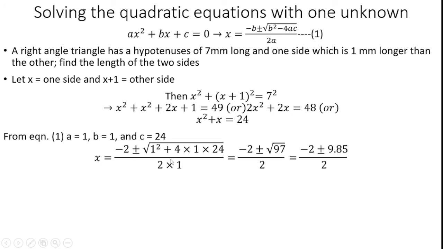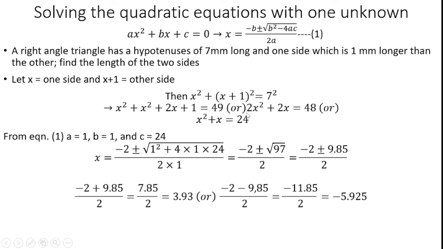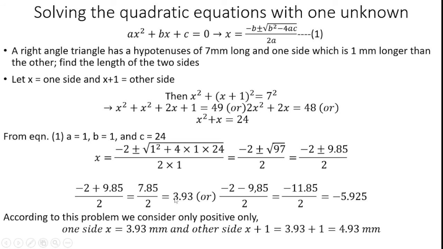I substituted the corresponding values into the equation, and finally I get the result. Here you see plus or minus is available. If I utilize minus, I got minus 5.925, and if I utilize plus, I can get 3.93. A triangle side does not have a negative sign, so I consider the positive value only. So the side value is 3.93, so one side x is equal to 3.93.